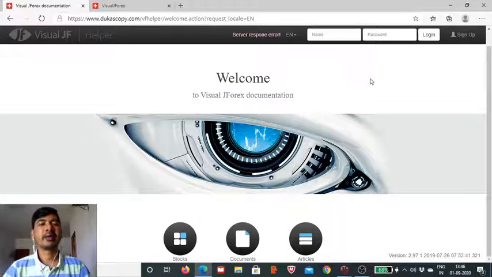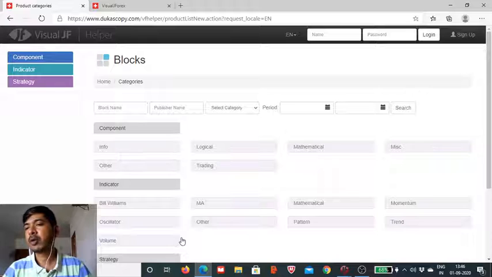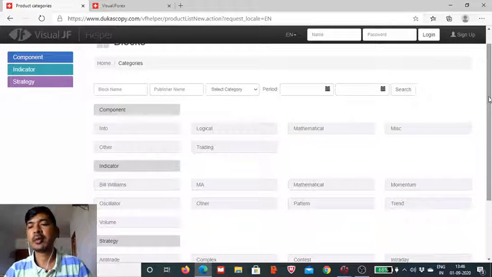Hello everyone, myself Vaibhav. In today's session of Visual JForex, I will make you familiar with the momentum indicator named AROON. This is an indicator using which we can determine the trend as well as the strength of the trend.